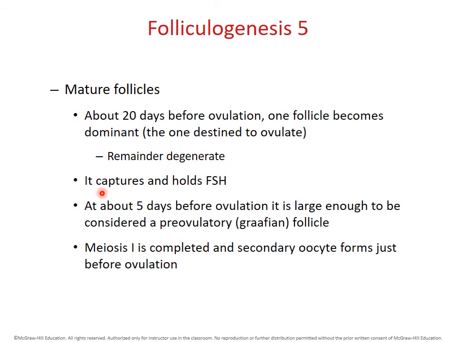At this point, it begins to capture and hold on to FSH, which is coming from the anterior pituitary gland. And as we'll see in a few slides, FSH and LH are going to play an important role in determining when exactly this Graafian follicle is going to ovulate. As we said, just before ovulation, meiosis I is completed, and so the secondary oocyte is sitting there ready to go in the Graafian or vesicular follicle just before ovulation.